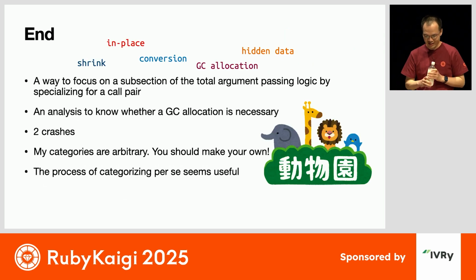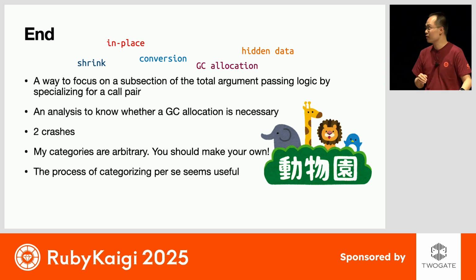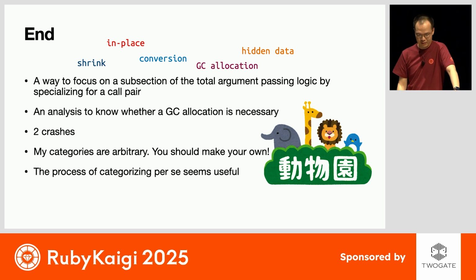Well, we reached the end. We saw a way to specialize method parameter passing logic to the call pair, and a forward-looking part about avoiding allocation. There's also, of course, all the categories. I'm not any kind of authority when it comes to these categorizations, so it's pretty arbitrary. I just made them up.